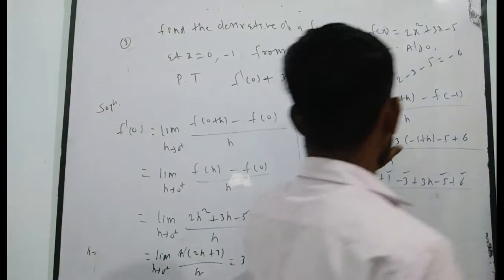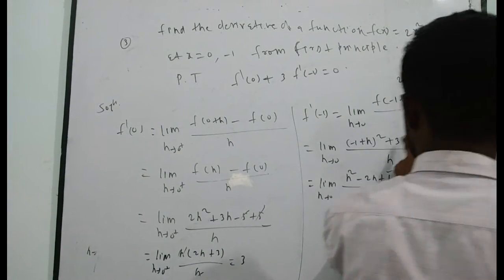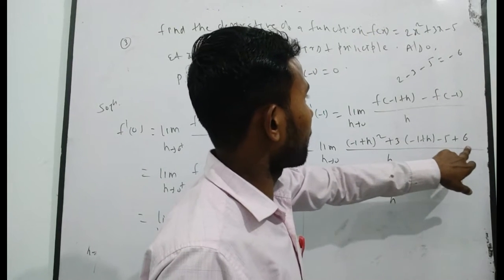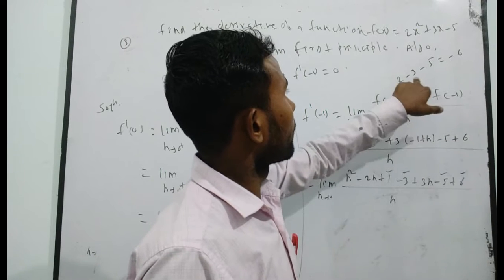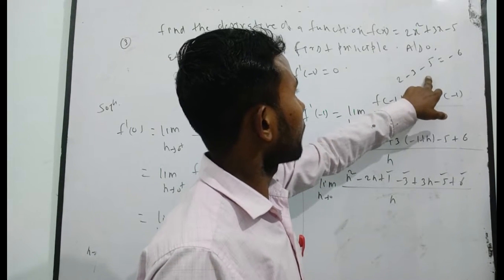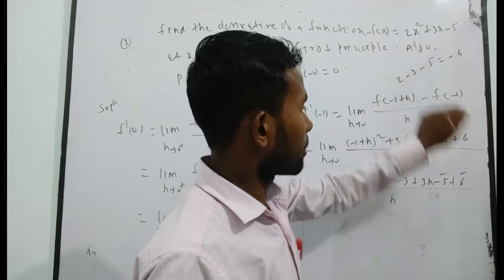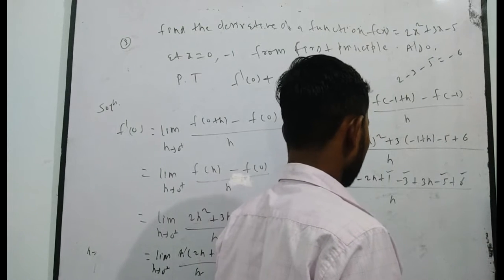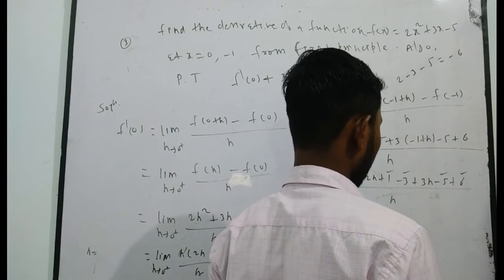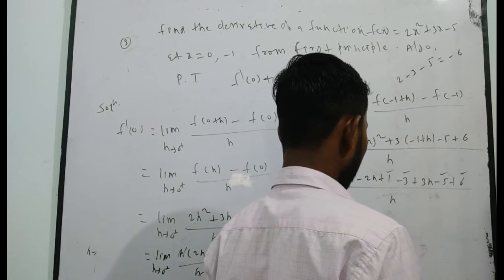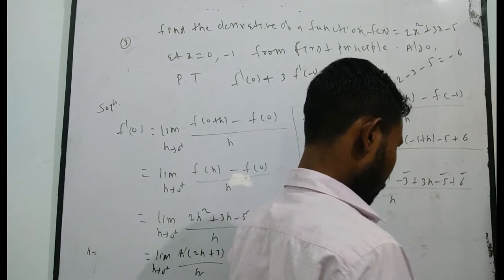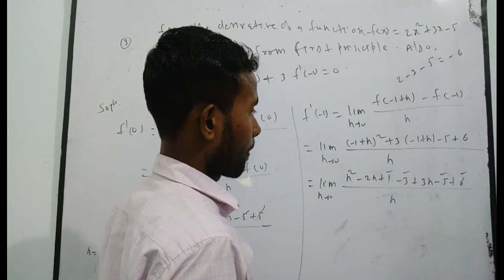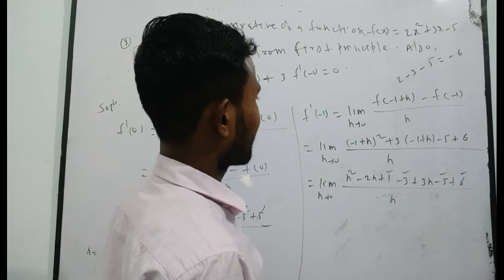F dash minus 1 is the limit of f(minus 1 plus h) minus f(minus 1) divided by h. 2 into (minus 1 plus h) whole square plus 3 into (minus 1 plus h) minus 5, plus minus f(minus 1), which will be minus 3 minus 5, minus 6. It is correct. And if you take negative, it will be positive. I think I have made some mistakes.